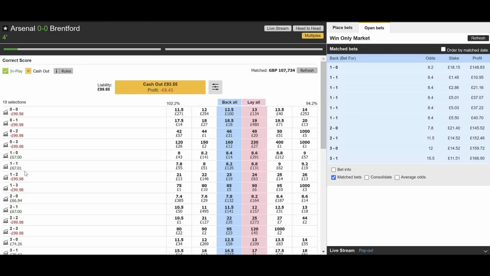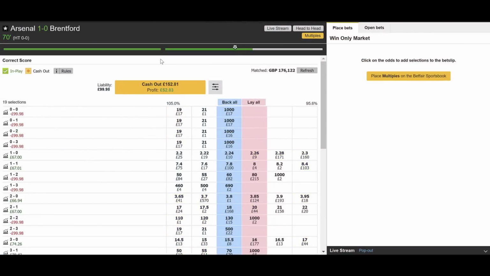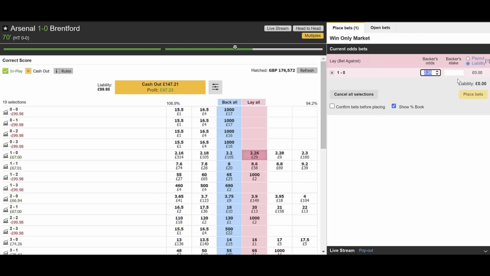Arsenal 0, Brentford 0. I'm expecting an Arsenal win in this one, but it's football, you never know. Let's see what happens. They've had to work for it, but Arsenal have taken the lead. Arsenal 1, Brentford 0. 70 minutes on the clock, so we're on a target scoreline of 1-0 to Arsenal, and we are anticipating more goals in this one. So we're anticipating probably at least another one.